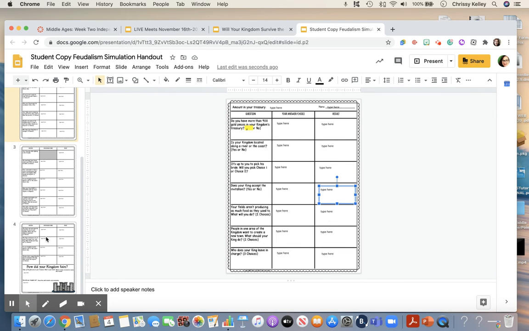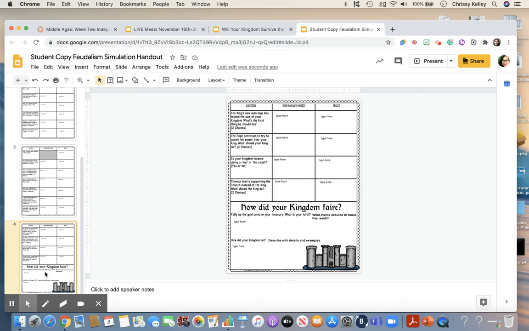You're going to go through the simulation. And then at the end, this is the really important part. When it says, tally up your gold coins. What is your total? What events occurred to cause this result? So why did you end up with 400 coins? What did your king go through? What did your kingdom experience? And then you're going to tell me, how do they end up? Describe with details and examples.